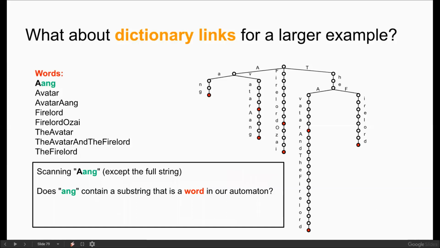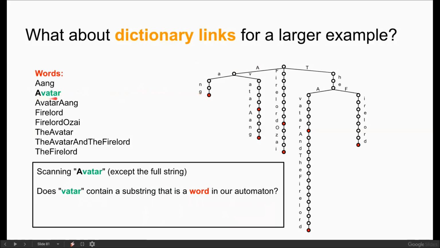Okay, so let's say we're starting with the word ang. What we're going to do is consider the whole word except for the first letter, so just the last three letters of ang. We ask, does this contain a substring that is also a word in our automaton? And the answer is no. Since it's no, we're not going to have any outgoing dictionary links from the nodes within the string ang. So for the nodes in this path, we're not going to have any outgoing dictionary links in a constructed automaton.